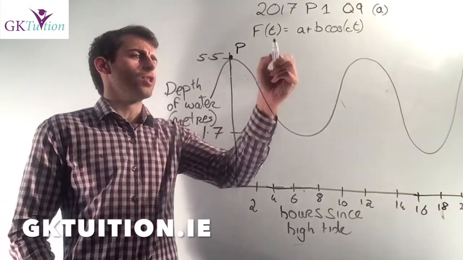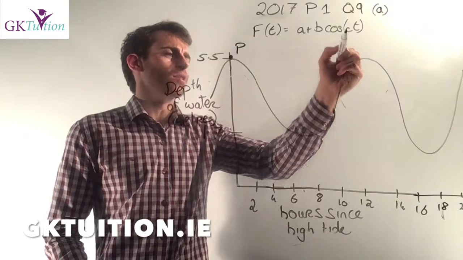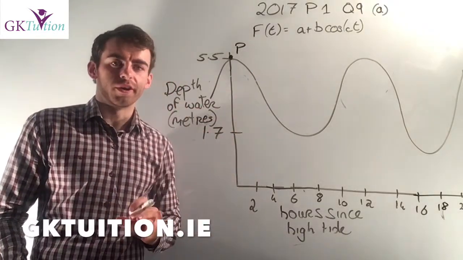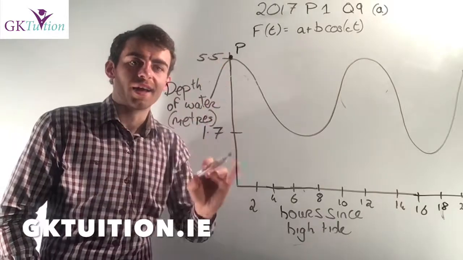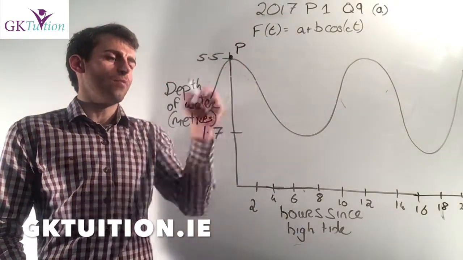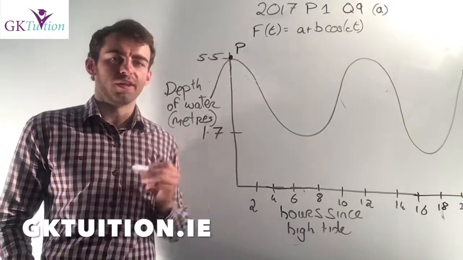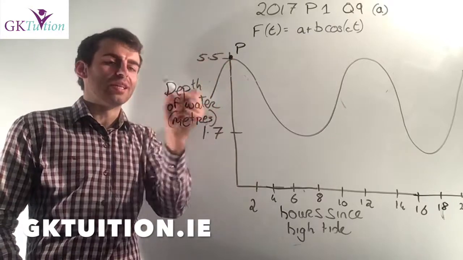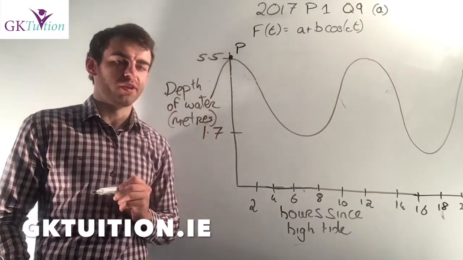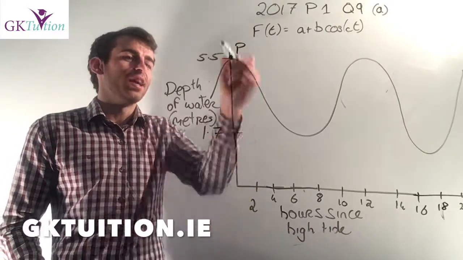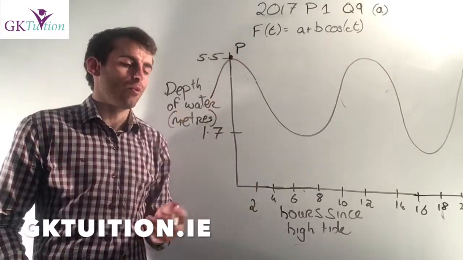So I'm given the function a plus b times the cos of ct, and this describes the depth of water as the tide goes up and down. So high tide is 5.5 meters, and I'm told that low tide is 1.7 meters. So my y-axis should be clearly labeled as the depth of water in meters. The y-axis, I think it's relatively straightforward. I think it's easy enough to label that one.